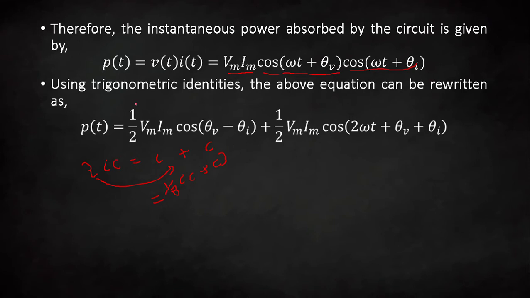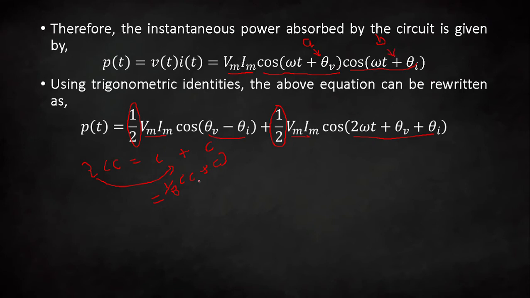Here you can see the 1 by 2 term, and in the second term too. This 1 by 2 came from here only. Vm Im is also a constant, which is why it came out as well. In the angle terms we have cos of some angle plus cos of some angle. Let us assume that the angle omega t plus theta V is A, and let us assume that the angle omega t plus theta I is B.